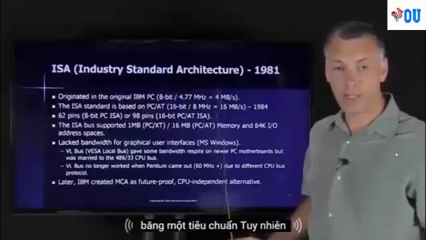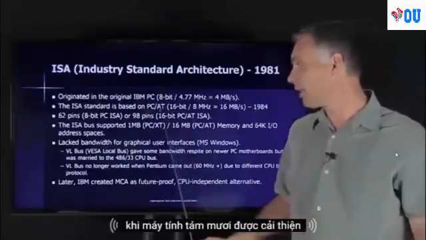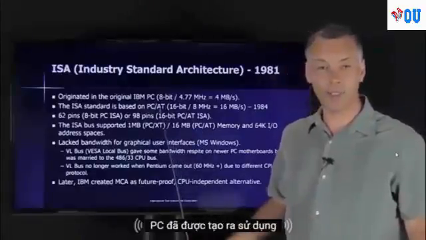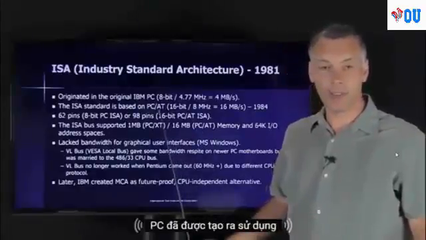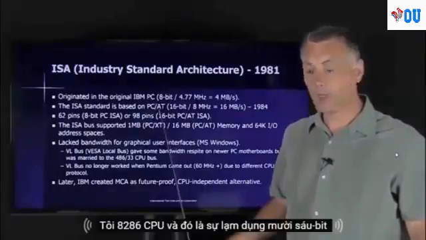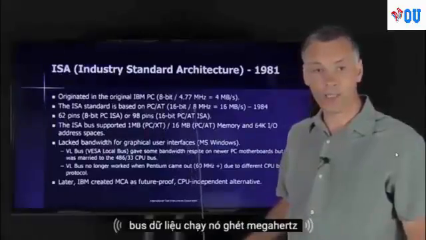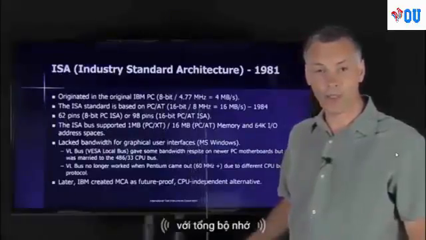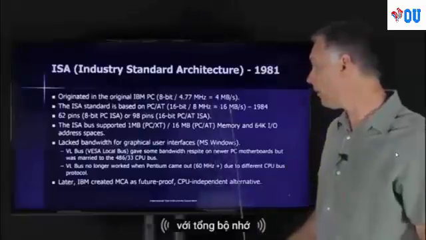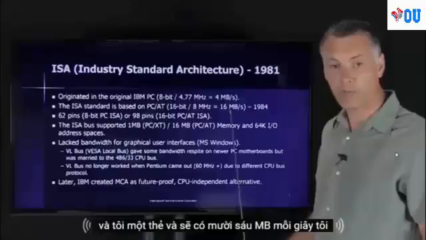The ISA standard, however, was created a few years later in 1984 when the PC-AT, the improved PC, was created, which used the 80286 CPU. That CPU uses a 16-bit data bus running at 8 megahertz for a total memory and I/O card bandwidth of 16 megabytes per second.